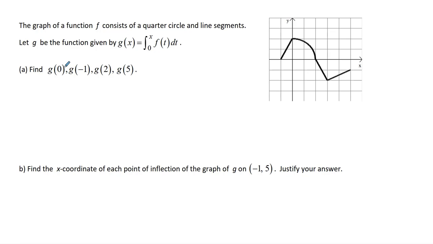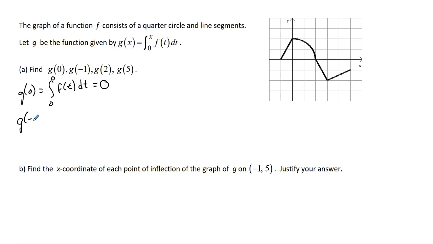So g of 0 is going to be the integral from 0 to 0, because I have to plug this 0 into that x right there, of f of t dt. But hopefully you remember that if I have the same bounds on the upper and lower limits, that's always going to be 0. You don't have to show any work. That's one thing you need to know.